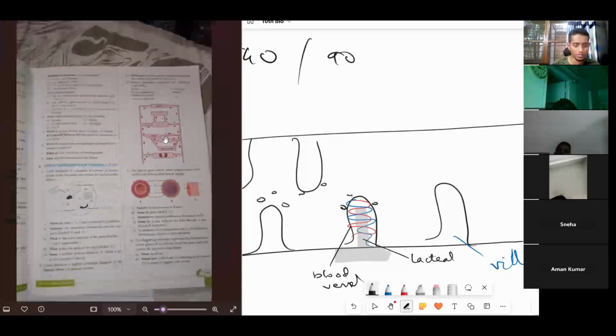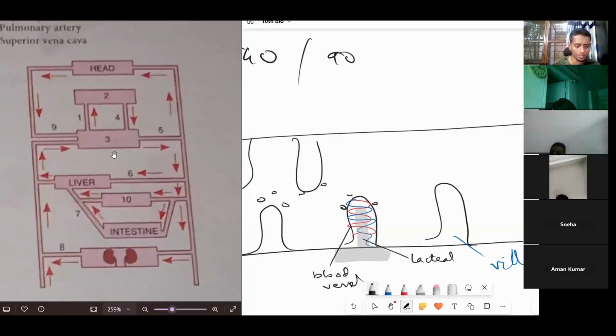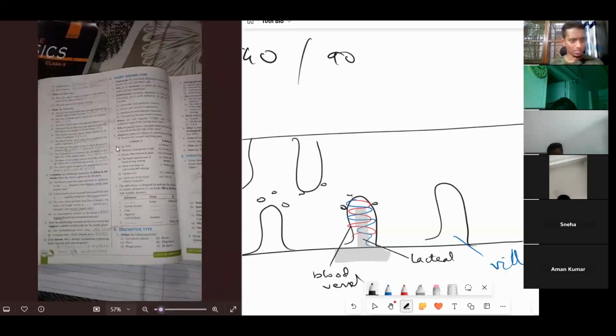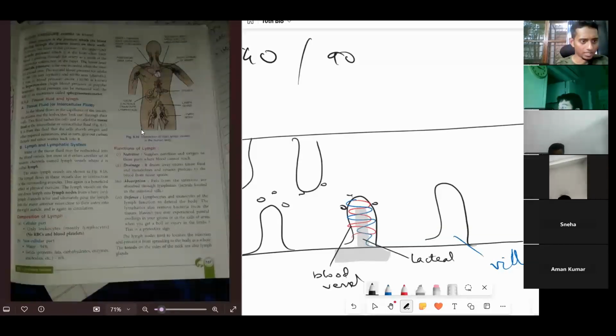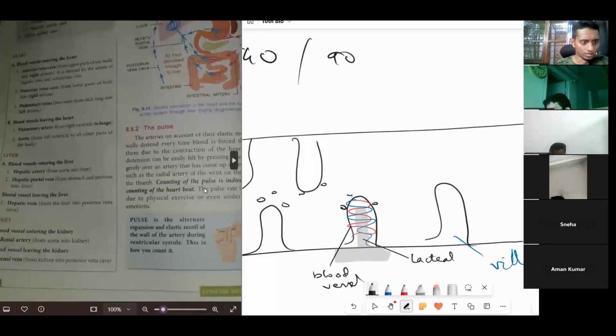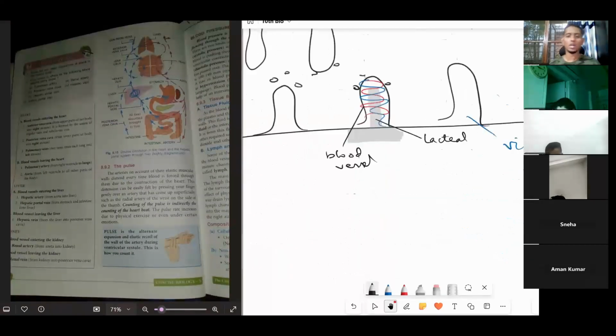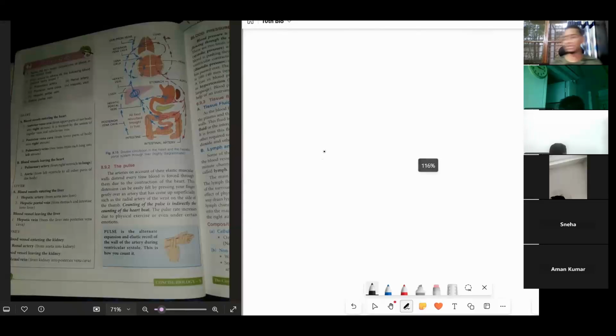All right, so that's the end of this chapter. Let's look at this question here. You have to name the blood vessels. Oh, I missed something. Did you see something called hepatic vein? I didn't see that anywhere. Yes, it's here. Okay, that's the last thing that I missed out from here.